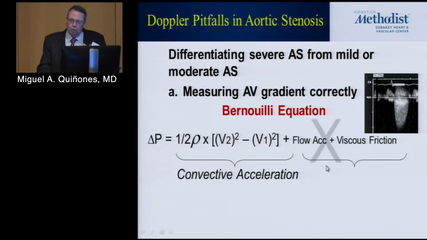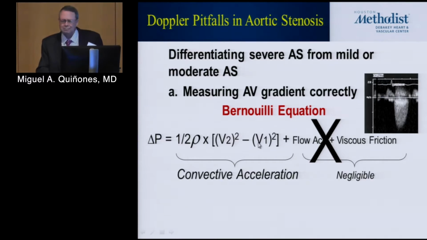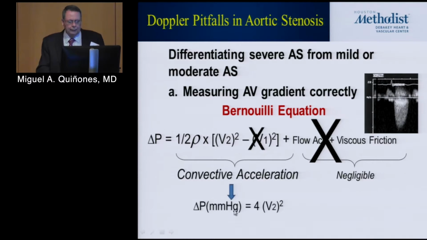Well, in normal biological states, they are so small that we say, let's get rid of them. So we ignore them. And most of the time, this velocity in the LV outflow is 1 or less. So the square of 1 is 1. Let's get rid of it. And that's how we got this. So we got an incredibly easy equation that even I can remember.